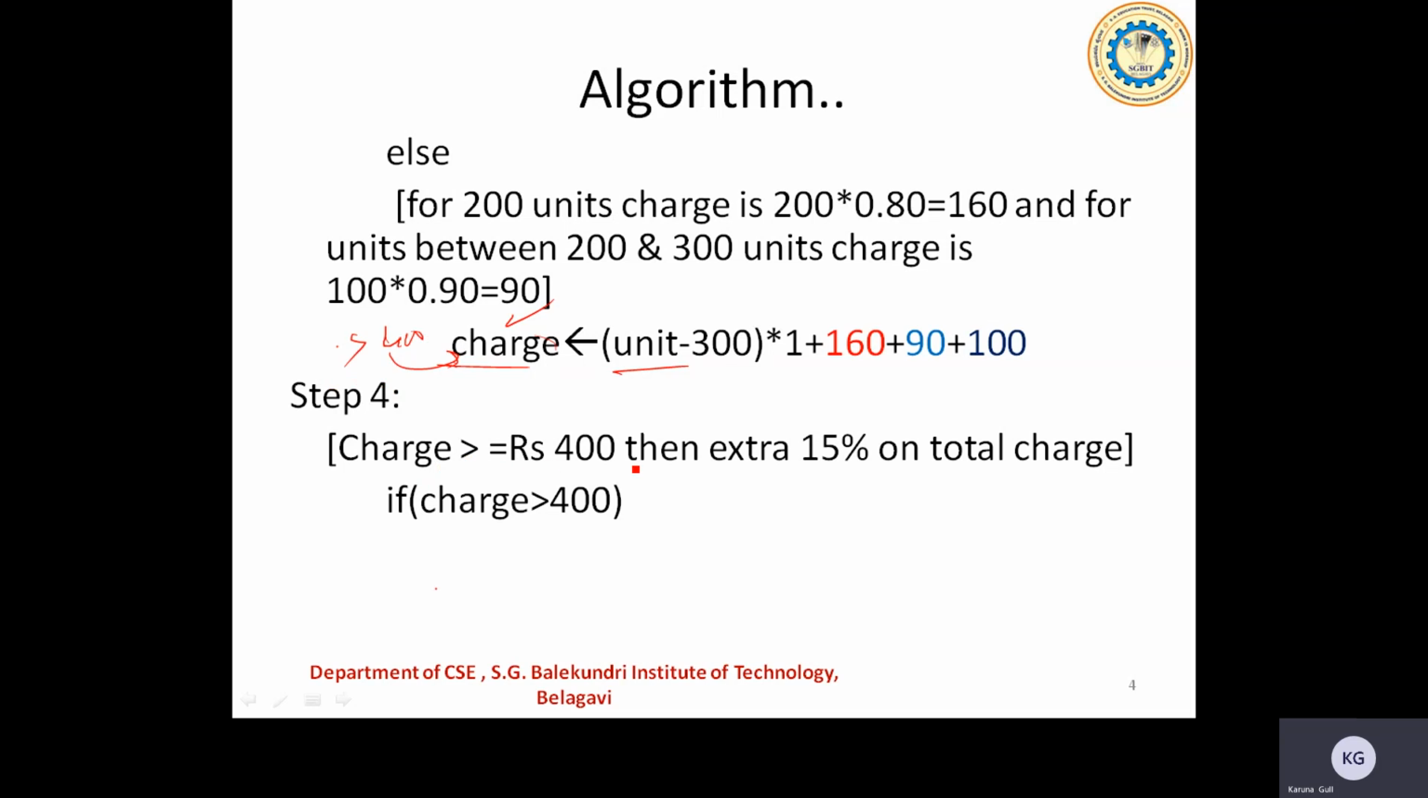if it is more than 400 rupees, then you are supposed to pay an extra 15%. If you want to consider equal to, it is left to you people. If it is greater than 400 rupees, then we have to pay 15% extra charge on the 400 rupees. So that's what we are considering in this case now.